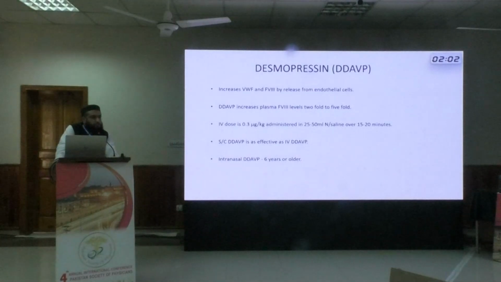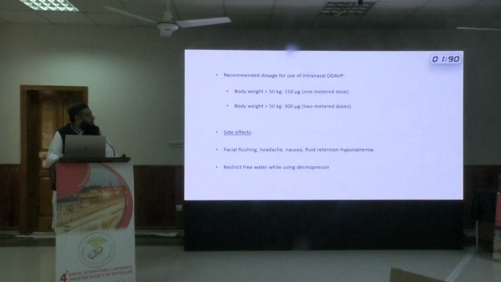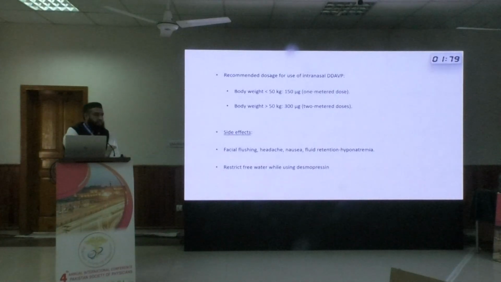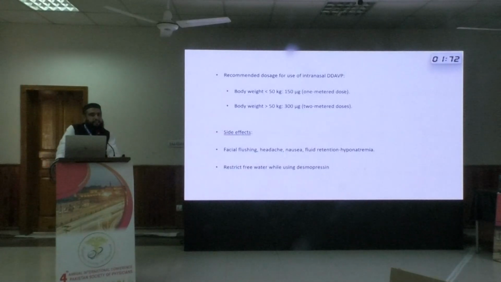Intranasal desmopressin is also available, that can be used at 6 years and above. Recommended doses include one puff, that is 150 microgram, for less than 50 kg, and for more than 50 kg, 2 metered doses or 300 microgram intranasal desmopressin should be given. Regarding side effects, common ones include flushing, headache, and nausea, but free water should be restricted because it can lead to hyponatremia and fits. So it is usually contraindicated in younger children.